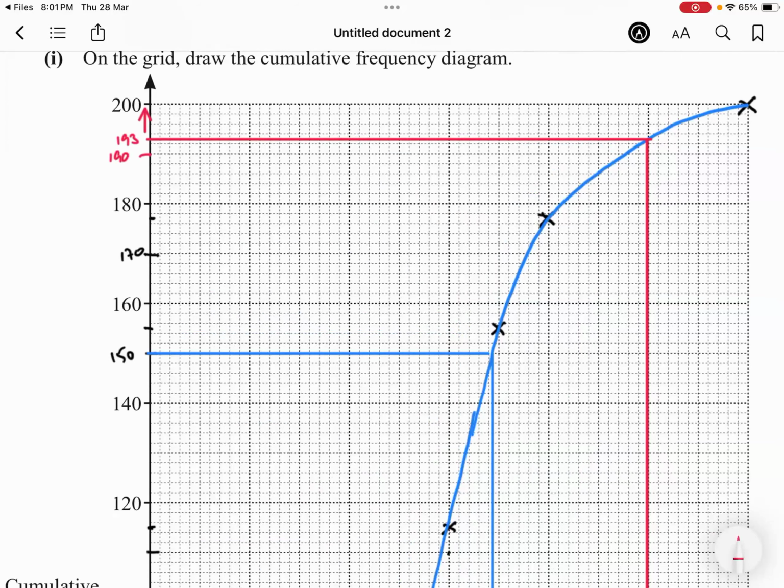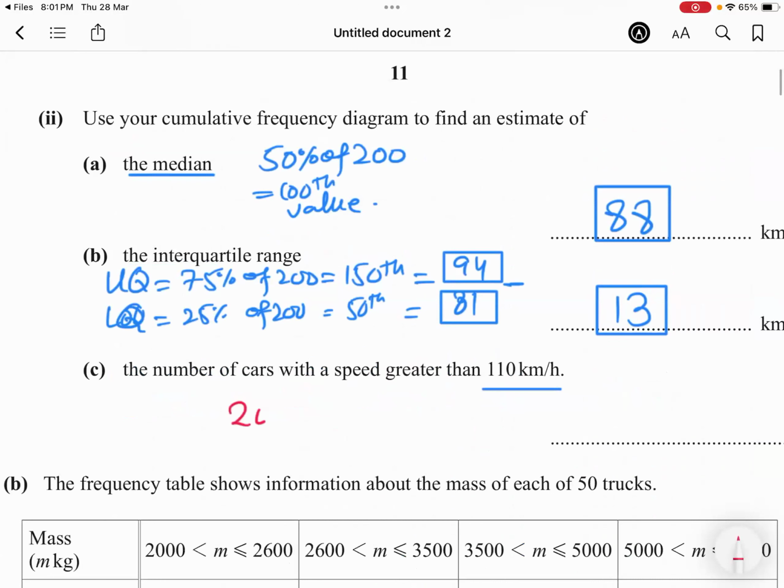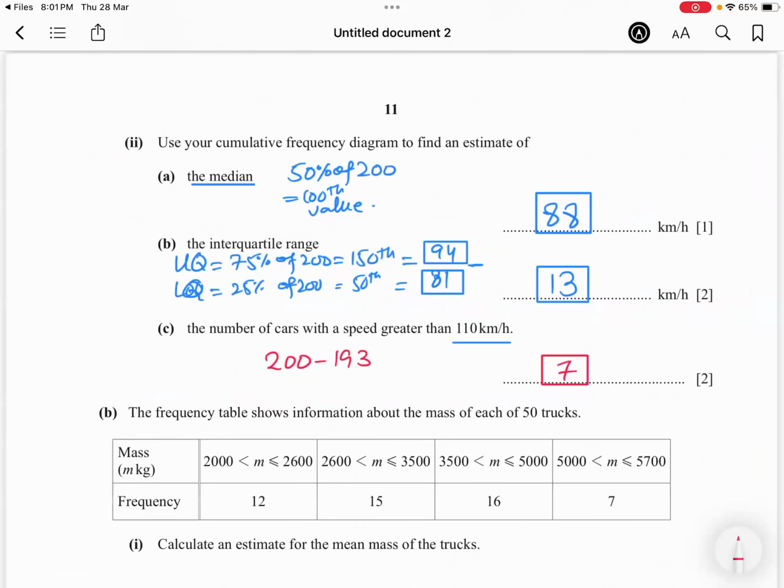It is the center. So 200 minus 193. So there are 200 minus 193, that is 7 cars. They have the answer, 7.